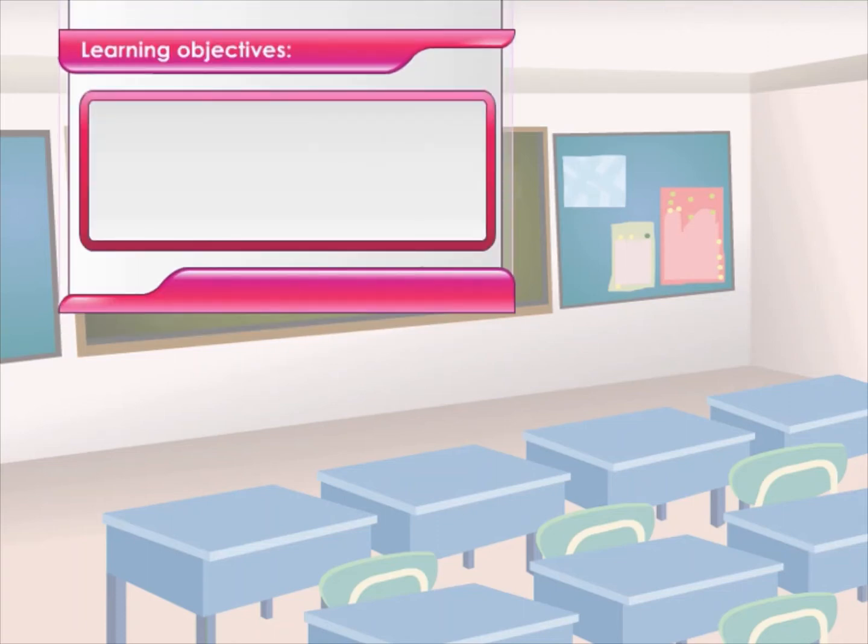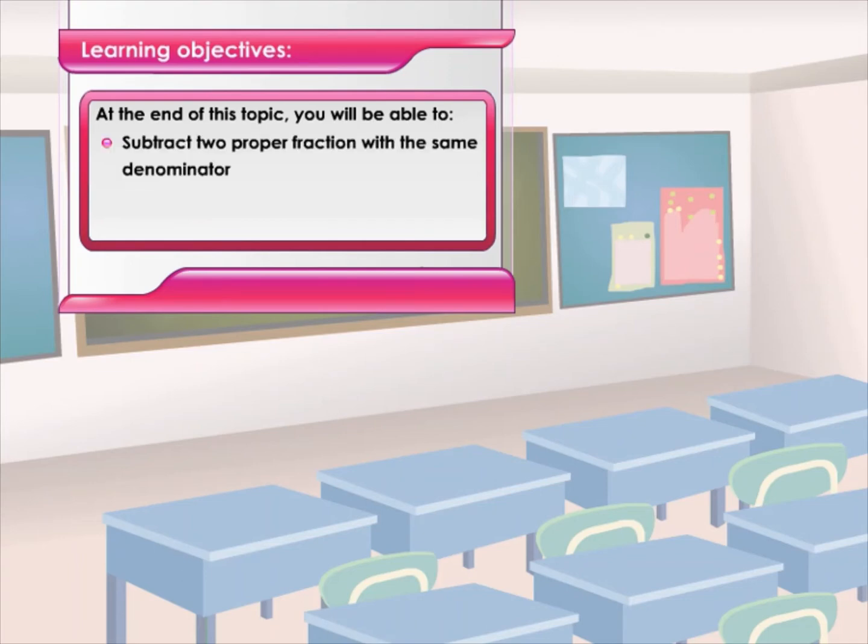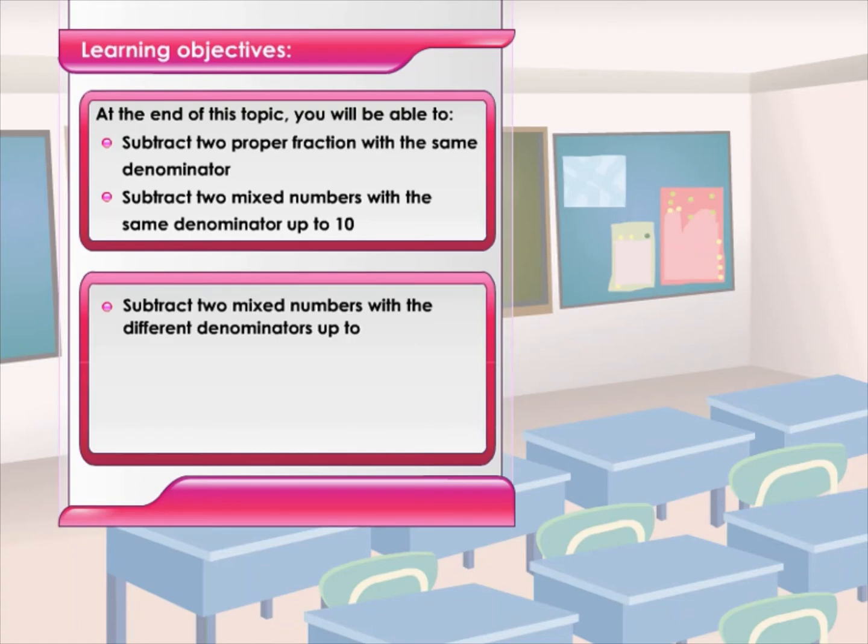Learning objectives. At the end of this topic, you will be able to subtract two proper fractions with the same denominator, subtract two mixed numbers with the same denominator up to 10, subtract two mixed numbers with different denominators up to 10. 1. Using number lines. 2. Diagrams. 3. Procedural method.